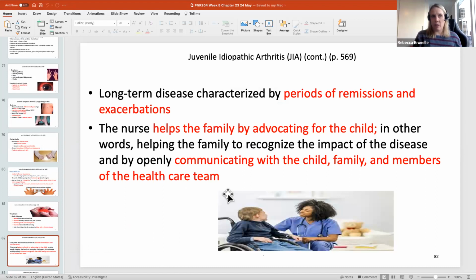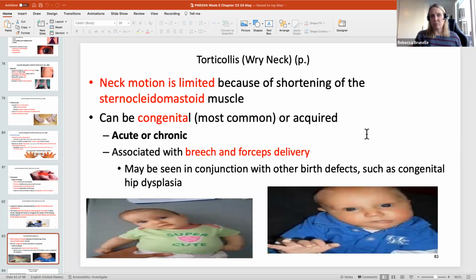So advocating for the child, just explaining that, as with any autoimmune disease, it has periods of remissions and exacerbations. So kids can be born with torticollis. I think this is probably the best picture, the one with the super cute green onesie, where you see his neck pulled to the side. This is called torticollis, which is a shortening of the sternocleidomastoid muscle. So it's the shortening of this muscle between his shoulder and his head and neck. It's associated with breech and forceps delivery. It can be associated with other birth defects like congenital hip dysplasia, but most often it's associated with a difficult delivery.